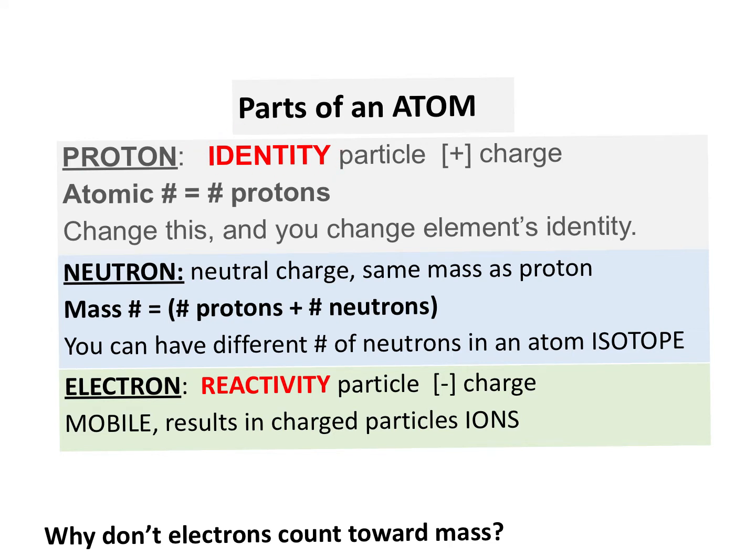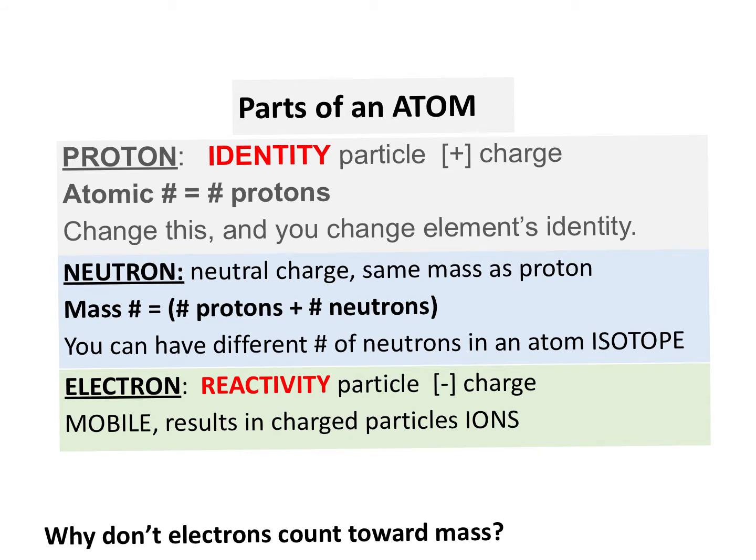What I mean by identity is that is my atomic number. So my atomic number equals my number of protons. If you change the number of protons, you will change the element's identity, and this is why we refer to it as our identity particle. Neutrons are the other ones. The protons and neutrons are what you find in the nucleus.